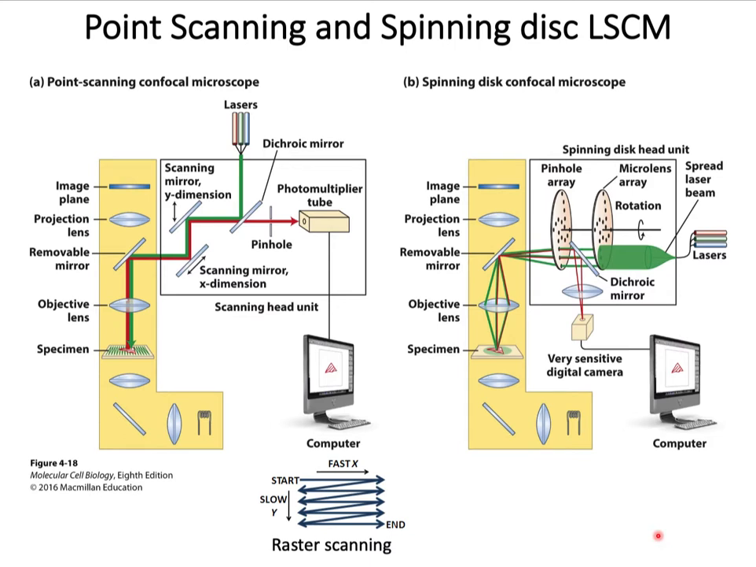Depending upon the application, there are two modifications of confocal microscopes. The first one is known as the point scanning confocal microscope. Point scanning microscopes are used to image static or fixed samples that don't change over time.